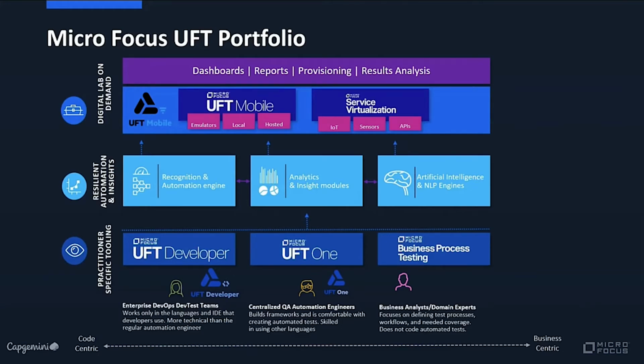And on the top layer, we have the digital lab on-demand solution with UFT Mobile and service virtualization. UFT Mobile caters to all the mobile testing requirements, be it functional, performance, or security testing, and even developers can leverage the mobile device as part of this UFT Mobile platform for development and debugging purposes. Service virtualization helps when you do not have an endpoint available during testing, or when it's costlier to consume those third-party services. You can mimic the application behavior of those endpoints, be it IoT sensors or APIs, and continue with your end-to-end testing and get true feedback.